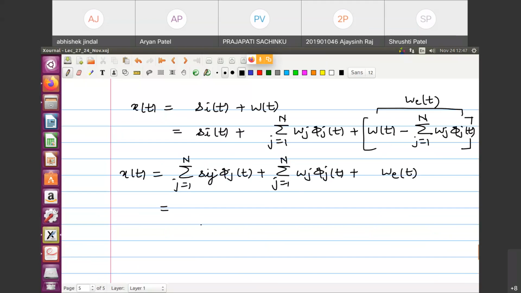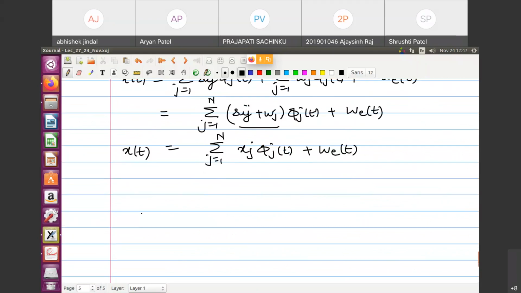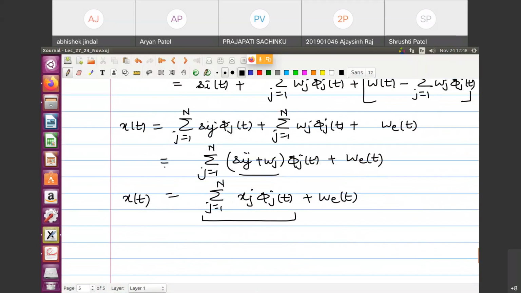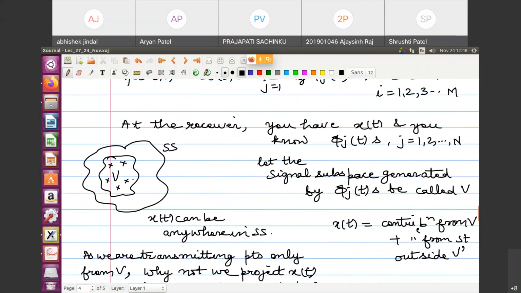So this can be written as what? This is nothing but, if you combine the summation of s_ij plus W_j into φ_j(t), plus W_e(t). You know what this is? We have defined already. This is x_j. This is the way we can define it. This is your x(t). So this is the contribution from the space V into x(t). Because this vector, the summation of j from 1 to N of x_j φ_j(t), would be somewhere in V. So this vector, let us say this is this point, you add some point to it and you land up at this point.